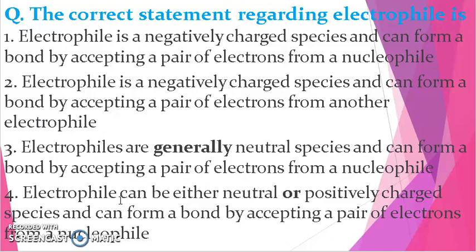They always want an electron. It carries a positive charge, and whenever the electron comes, it will gain. It can form a bond by accepting a pair of electrons from the nucleophile. So the fourth option is the correct answer for this question. The correct statement regarding the electrophile is the fourth option.